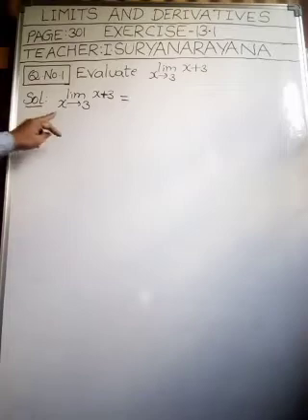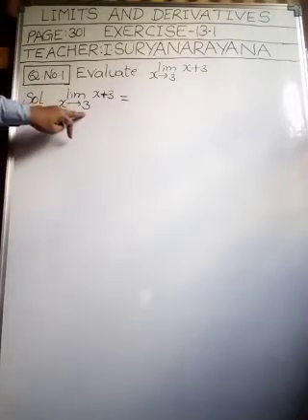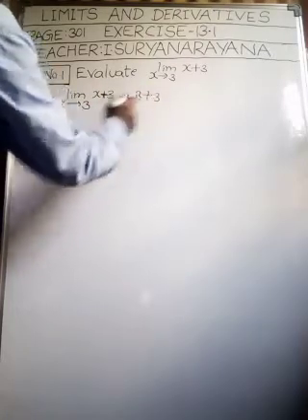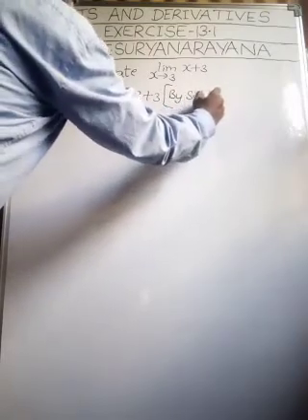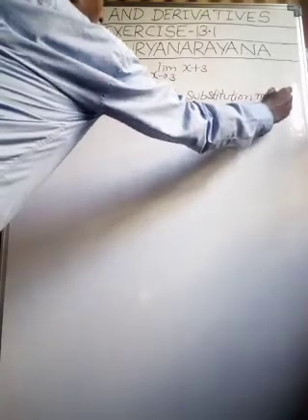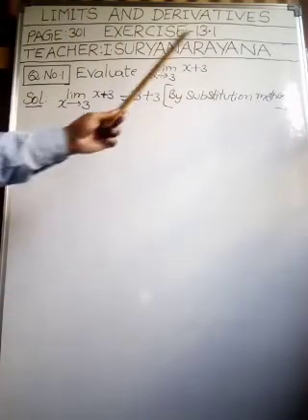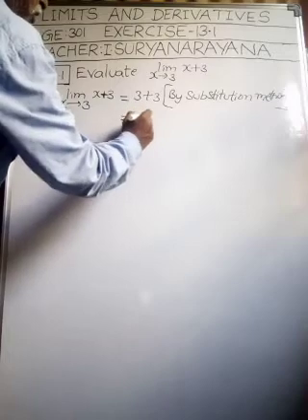So as x tends to 3, limit of x plus 3 is equal to, we substitute x is equal to 3, because here x is approaching 3. Understood this part? So 3 plus 3 by substitution method. But in the examination, you need not write this sentence. Directly you can substitute x is equal to 3 in the given polynomial. Understood?